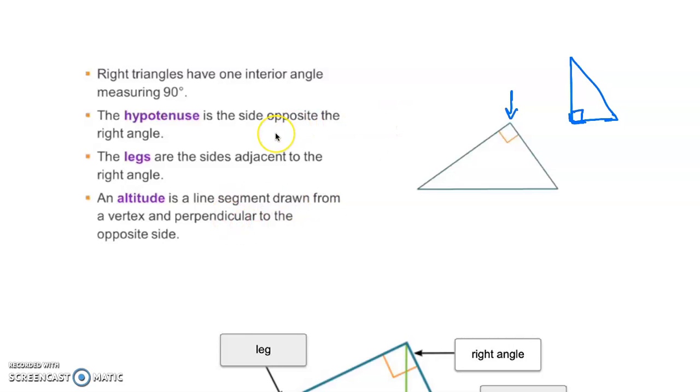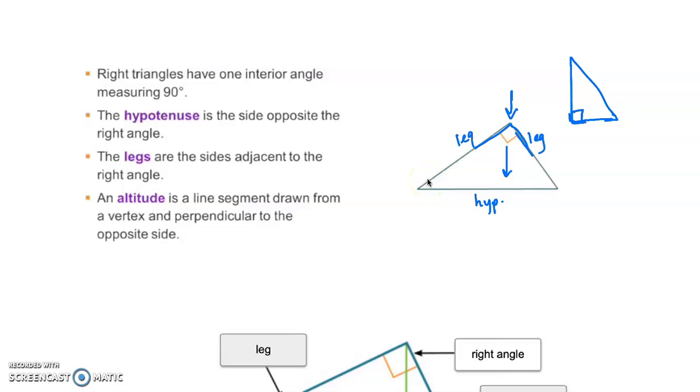The hypotenuse is the side opposite the right angle, the longest side. This is always the hypotenuse. The legs are adjacent to the right angle. So these two, the legs that form the right angle, are called the legs of the triangle.